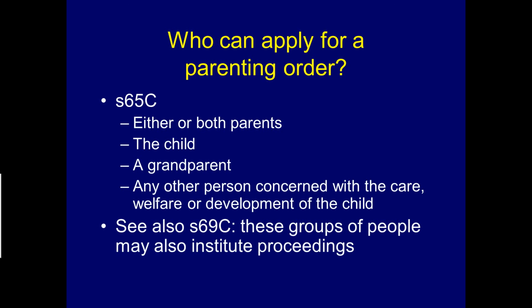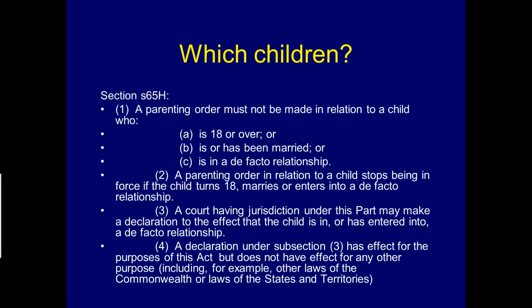See also section 69C, and these are all sections of the Family Law Act, because these are the types of people who are also under the Act able to institute proceedings. That means file an application for a parenting order in a family court. Now, to apply for a parenting order, the child must be under 18, unmarried, and not in a de facto relationship. If there are parenting orders for a child or young person, it stops being enforced if the child turns 18, marries, or enters into a de facto relationship.